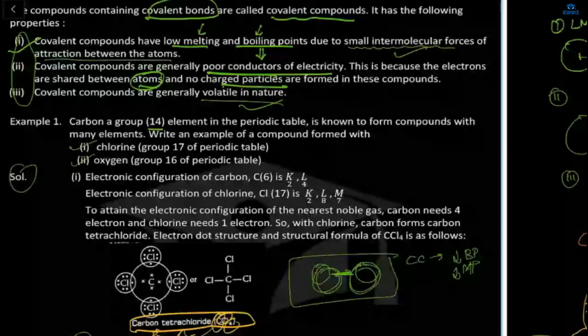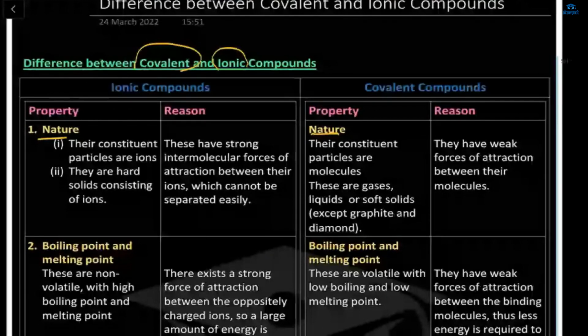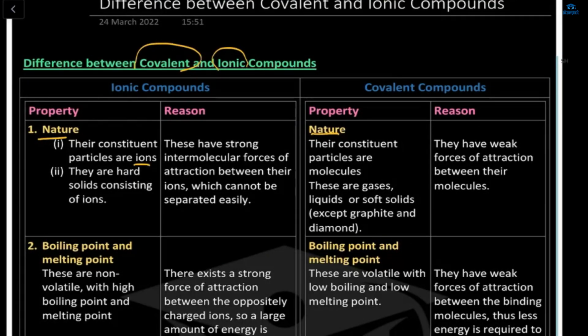Now, what is the next? Next is the difference between a covalent compound and an ionic compound. So this is your ionic, this is your covalent. First, we will see the nature of these two. Ionic compounds have constituent particles that are ions, so they are hard solids consisting of ions. In covalent compounds, the constituent particles are molecules, and these are gases, liquids, and soft solids. So this is your hard solid, and this is your soft solid.